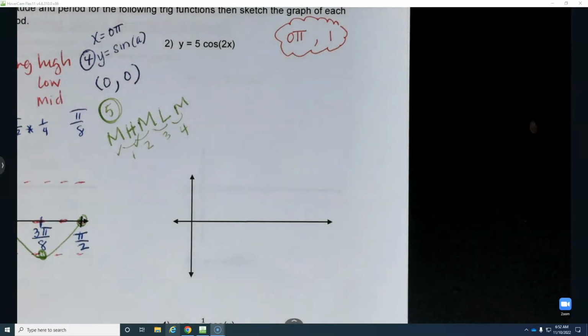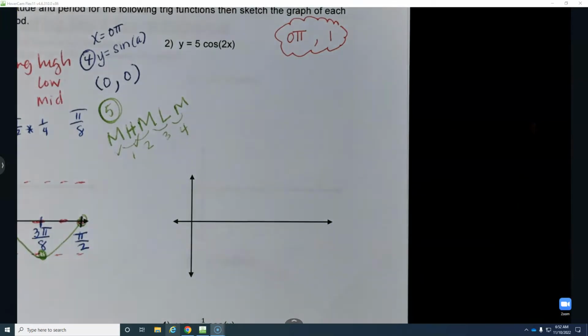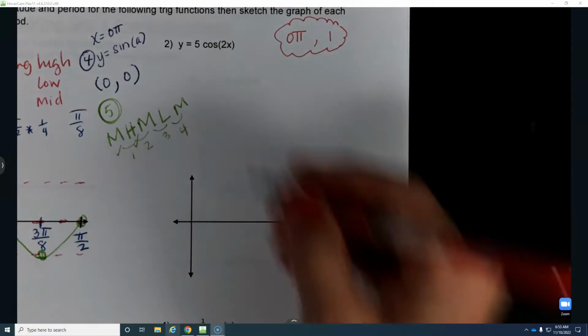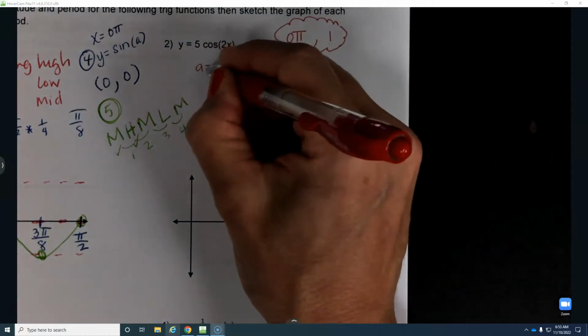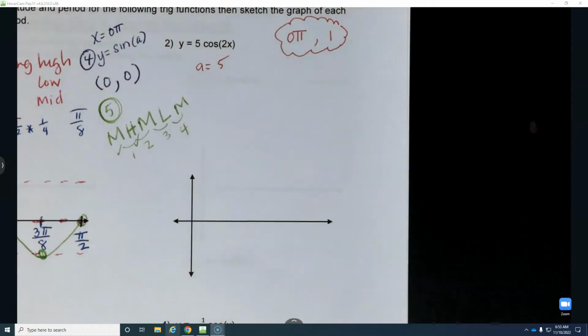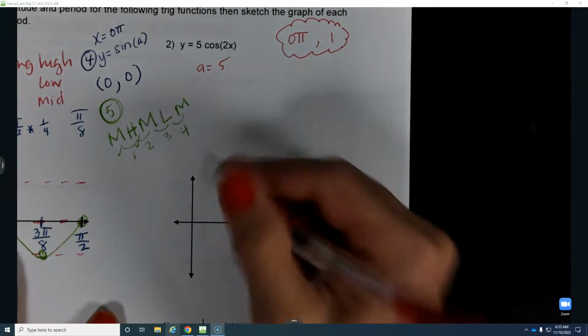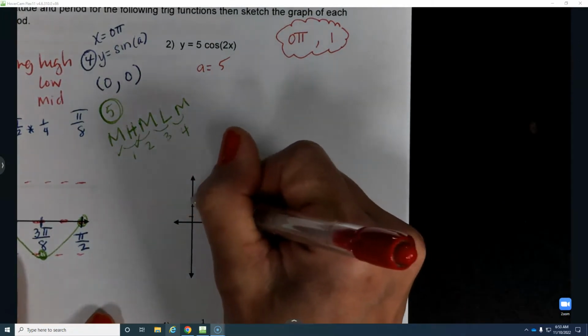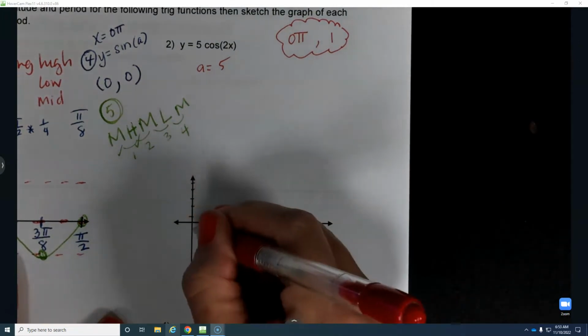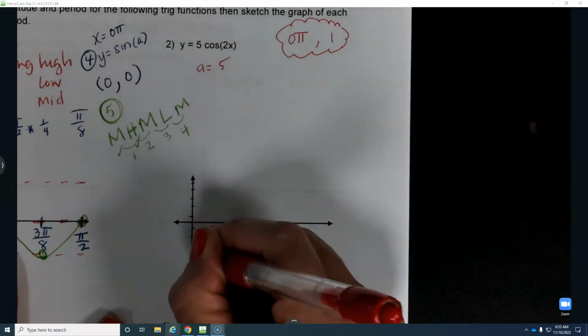So let's go ahead and take a look at what's going on with this problem. The first thing that we're going to do is we are going to amp it up. So our A value is 5. So what we're going to do is amp up to the high, amp down to the low, and of course draw our midline. So 1, 2, 3, 4, 5. Down low, 1, 2, 3, 4, 5.